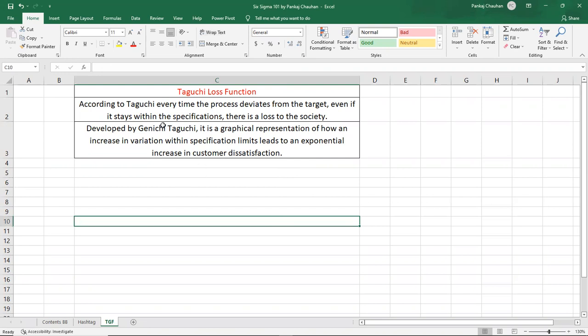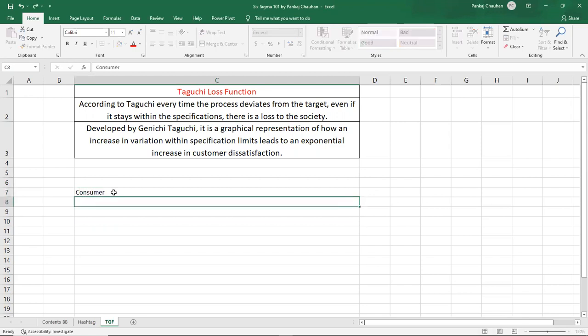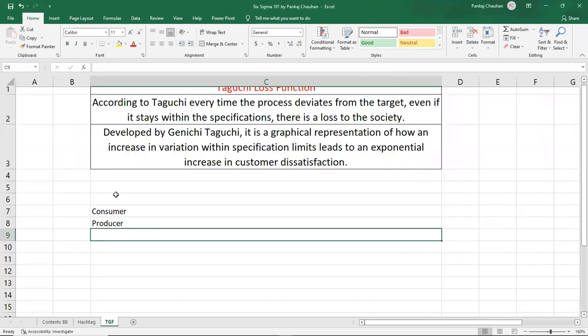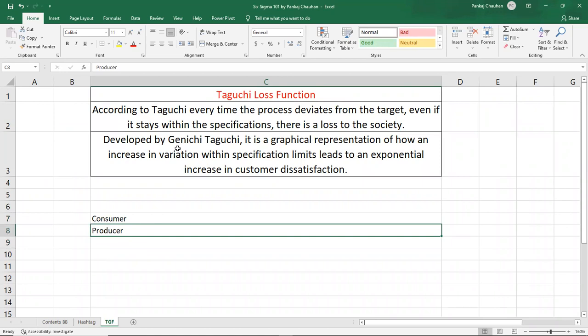According to Taguchi, every time the process deviates from the target, though it stays within the specification, there is always a loss to society. And when you talk about society, there are two groups who live in it. One is the consumer and the second is the producer. So if it is deviating from the specification, it is either a loss to the consumer or a loss to the producer. This was developed by Genichi Taguchi.